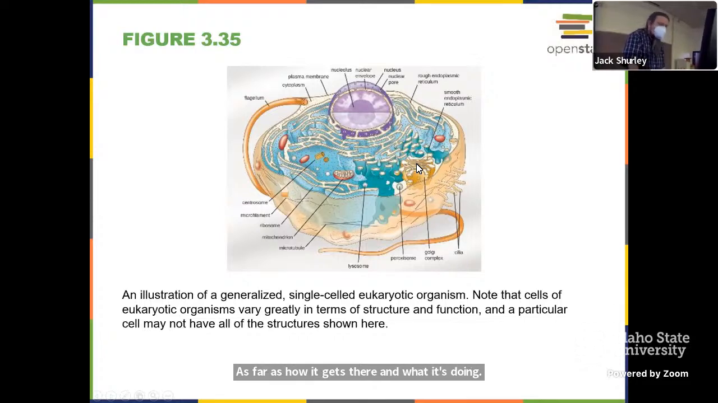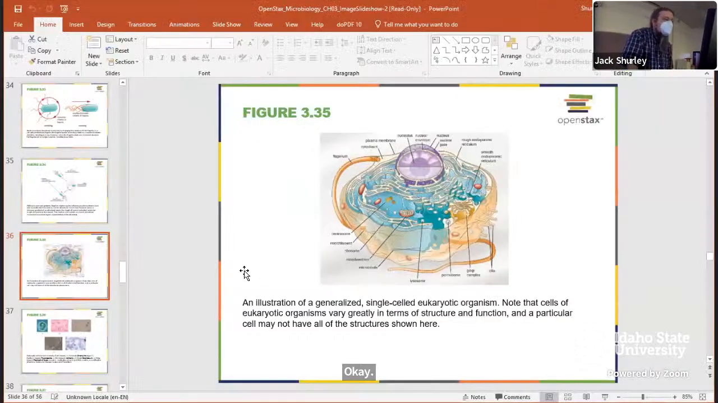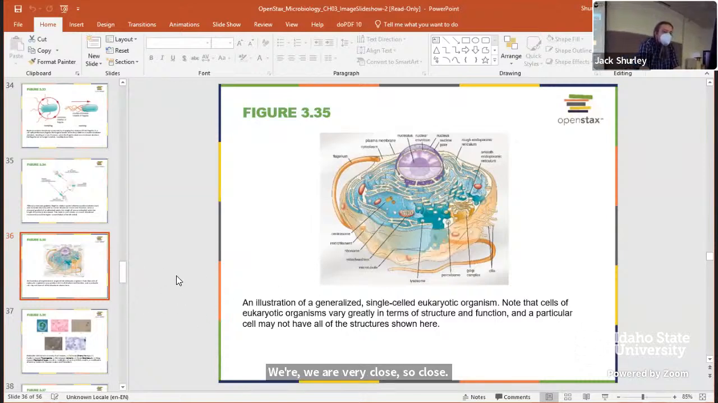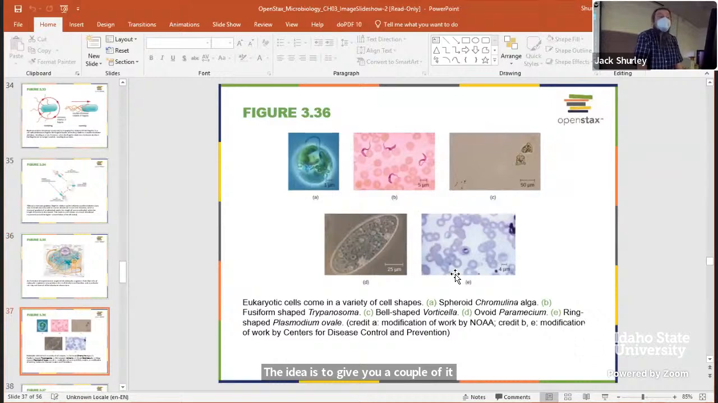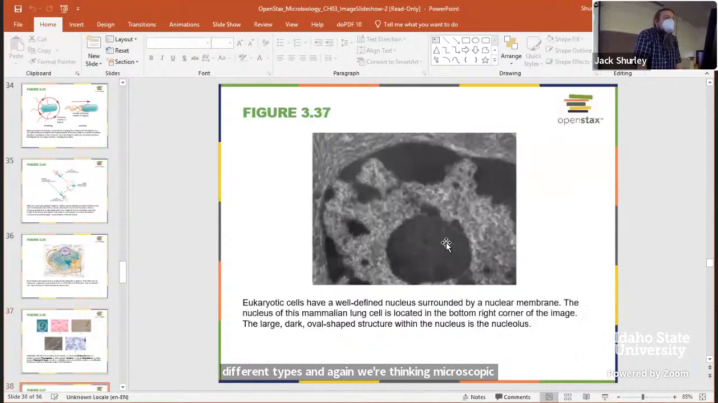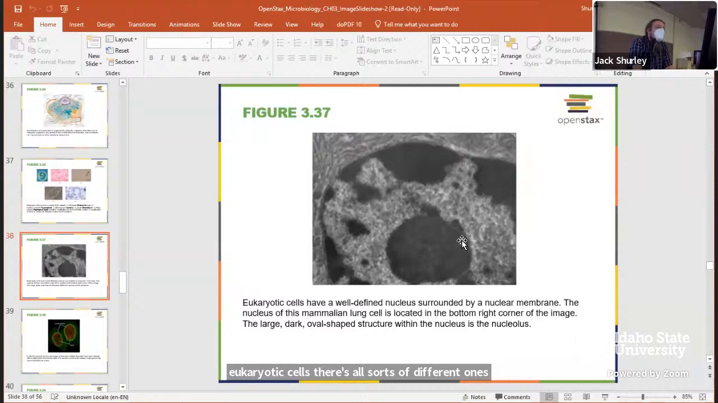Okay, we are very close, so close. The last little bit of this, and I've got just 2 minutes before we're out of here, just shows us some eukaryotic structure, some details of this, and I showed you a little bit before. The idea is to give you a couple of examples of different types, and again, we're thinking microscopic eukaryotic cells. There's all sorts of different ones, and I see these and I'm like, oh, I want to tell you lots of stories, but I won't.